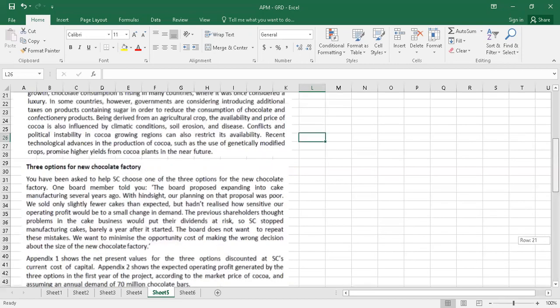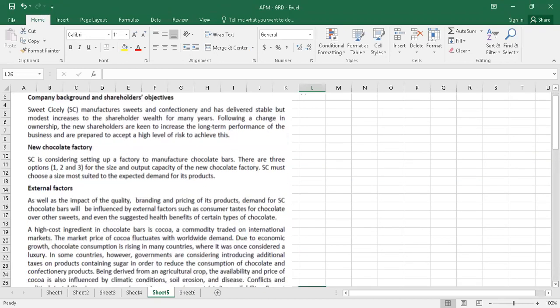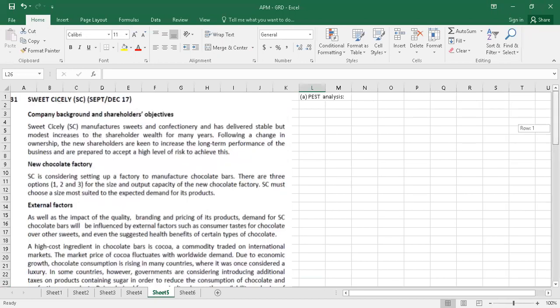Let's start with the first one. So we are asked to take up a PEST analysis. The first question talks about PEST analysis. So as we identify what the factors are, let's place them and write them under the respective category. So we'll start with political. The first thing is political. As we identify, let's place it under the respective heading, political factors.